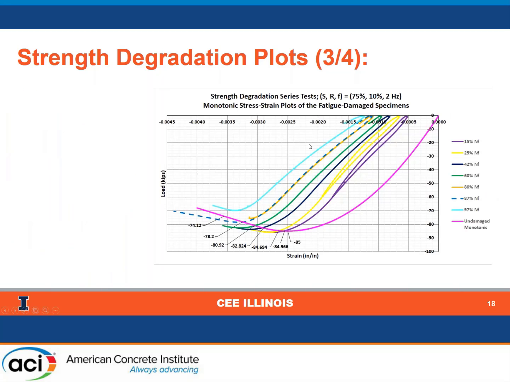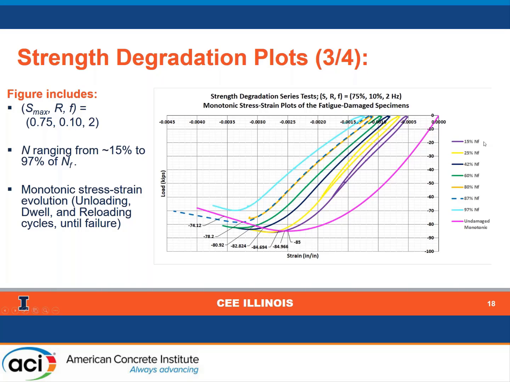So we did this for a wide range of fatigue load completion percentages. So it was, again, all the tests shown here are for 75% and 10%, and the failure number of cycles range from 15% to 97%. So in the two slides before, I showed something that was for 25%, that is this plot shown here in yellow. And then in the previous slide, I showed the 97% completion, which was this plot shown here in cyan or light blue color. What we can clearly see is, with increasing number of fatigue loading percentages, the strength of the concrete of the fatigue damaged specimen decreases in comparison with the strength of an undamaged specimen.